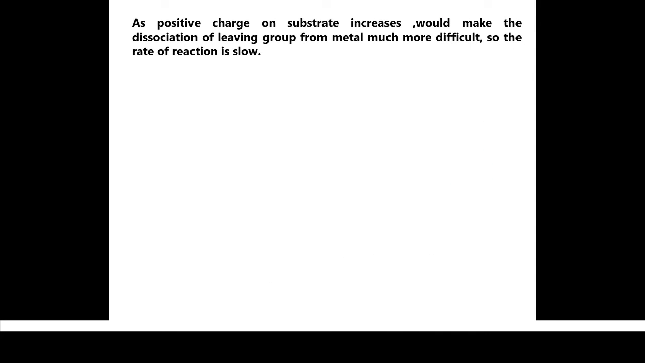Why is this so? Let's discuss. As the positive charge on the substrate increases, it makes the dissociation of the leaving group from the metal much more difficult, so the rate of reaction is slow.